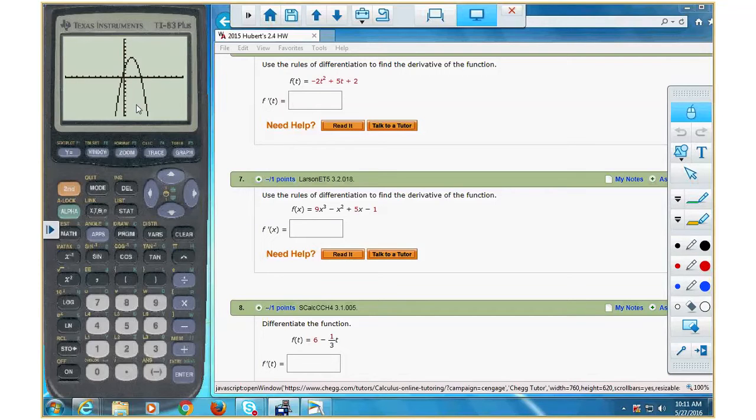Okay, we have a function there. Of course, it's a negative parabola, meaning that it's opening downward. You could pick a point anywhere on that line and find the tangent of the equation, the slope of the tangent line anywhere on that line.